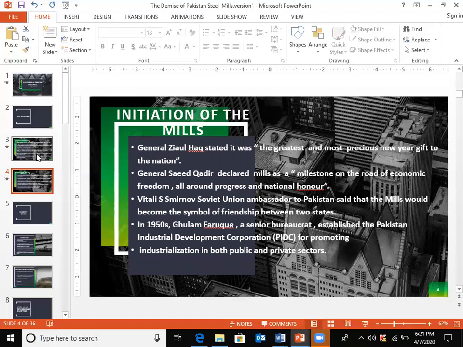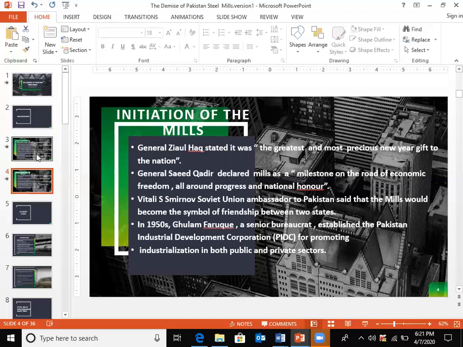There were several others, such as General Said Qadir, who declared the mill a milestone on the road of economic freedom, all around progress and national honor. And so, long story short, a lot of people really felt that this was something that would really help the country in a big, big way. And that was the resounding thought about the steel mill.